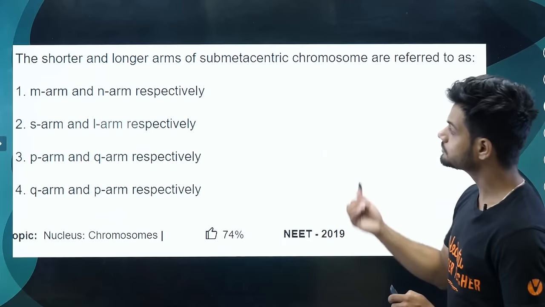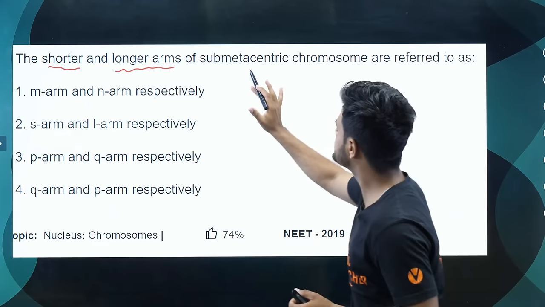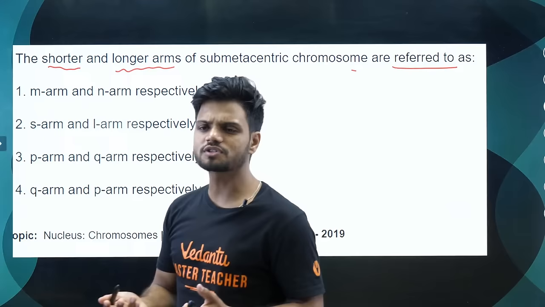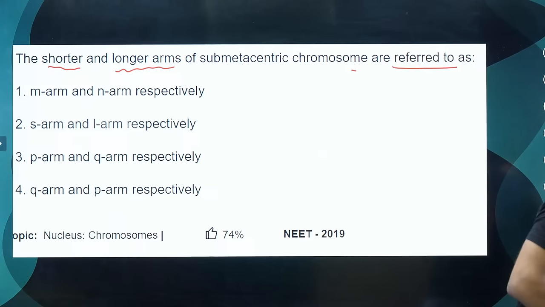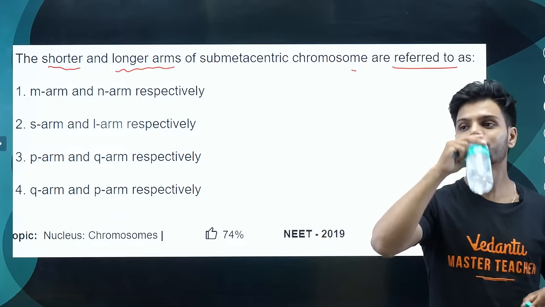The shorter and longer arms of submetacentric chromosomes are referred to as what? Which is the short arm? Which is the long arm? Can anyone tell me in the chat? Tell me in the chat quickly. Short arm and long arm.